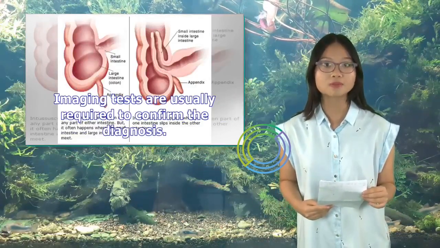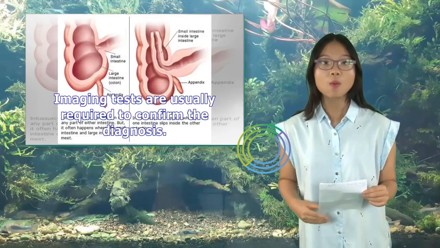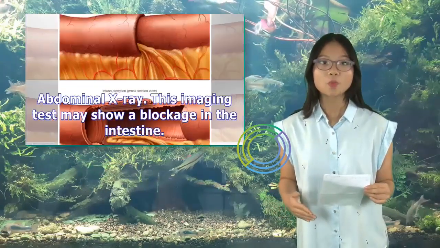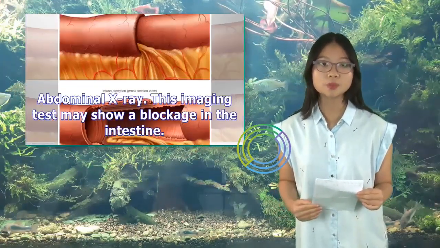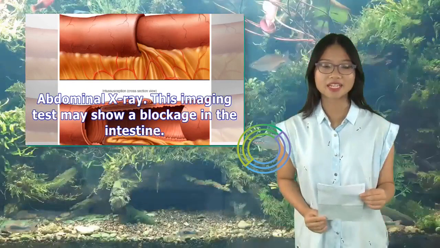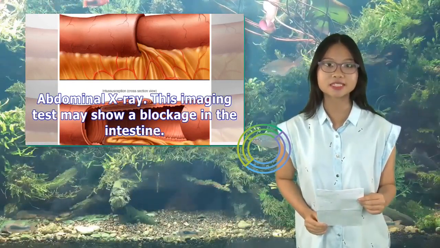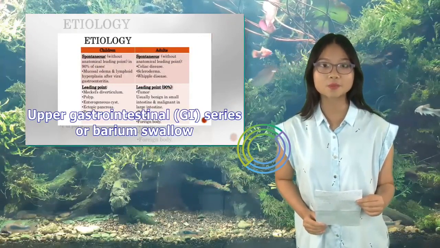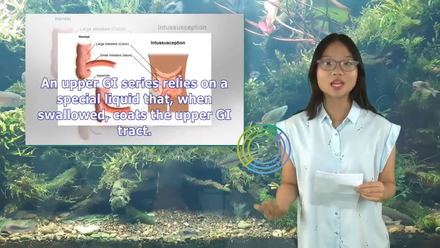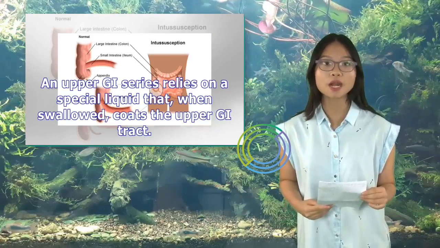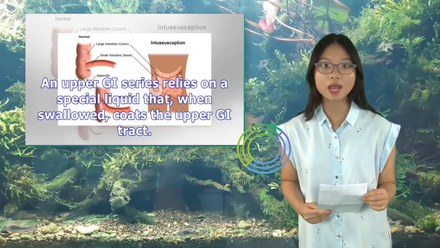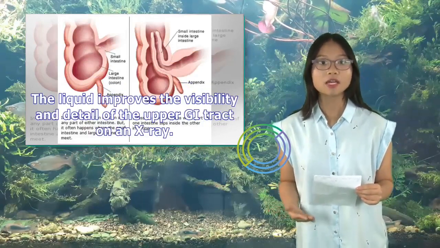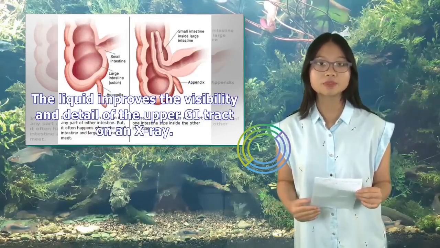Imaging tests are usually required to confirm the diagnosis. These tests may include one or more of the following: abdominal X-ray. This imaging test may show a blockage in the intestine. Upper gastrointestinal, GI, series or barium swallow. An upper GI series relies on a special liquid that, when swallowed, coats the upper GI tract. The liquid improves the visibility and detail of the upper GI tract on an X-ray.